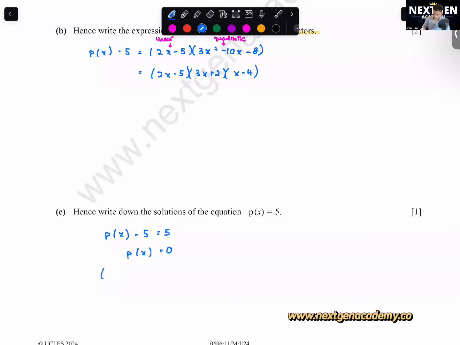Then here you factorize. You write the factorized form from the previous question. 2x minus 5 equals to 0, 3x plus 2 equals to 0, x minus 4 equals to 0. x equals to 5 over 2, x equals to negative 2 over 3, x equals to 4.